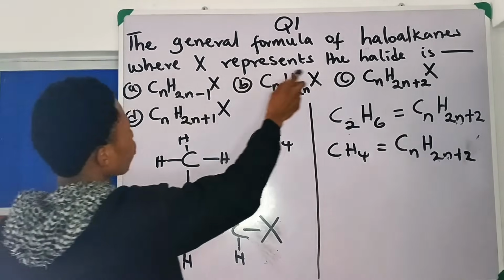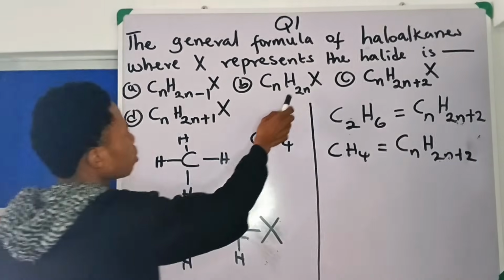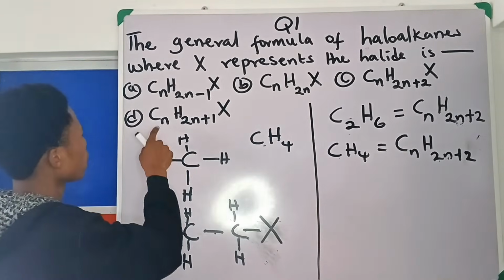The question says the general formula of haloalkanes where X represents the halide is what? Is it this one? No, no, no. Where do you see the answer? Here, right? D.